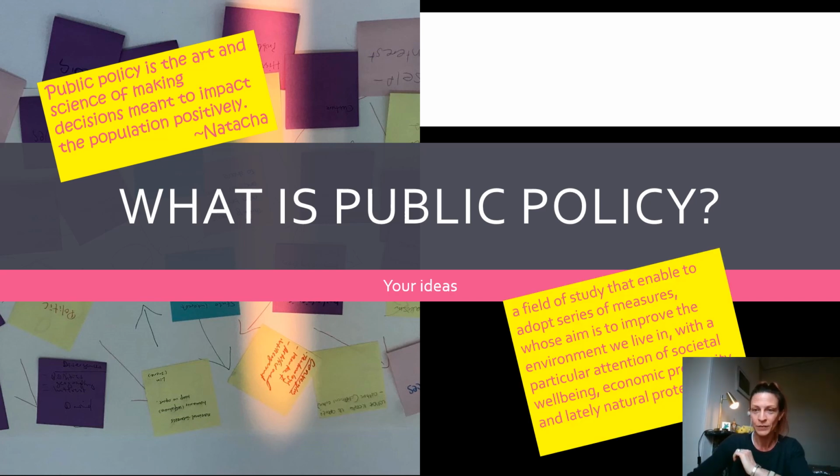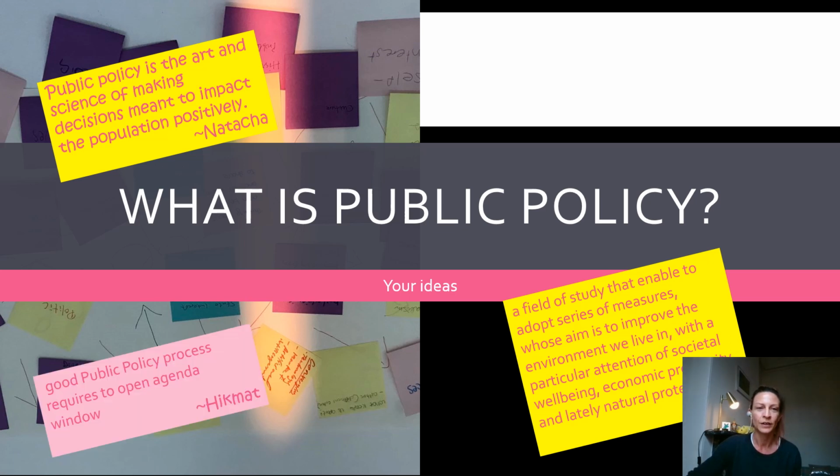Anna wrote, and now of course my video is covering this up, but Anna wrote, a field of study that enables us to adopt a series of measures whose aim is to improve the environment we live in, with particular attention to societal well-being, we're going to say economic growth or economic prioritization, and also natural protection. So she also has included the social, the economic, and the environmental. That's terrific. Thank you, Anna, for that contribution. Hikmat noted a very common public policy theory, which I think here you're referring to Kingdon's policy windows. He said, good public policy process requires to open an agenda window. And indeed, Kingdon's policy windows today remains a very, very popular theory in public policy.